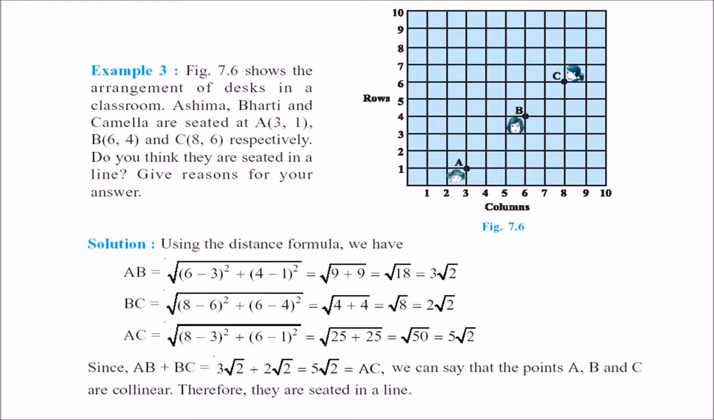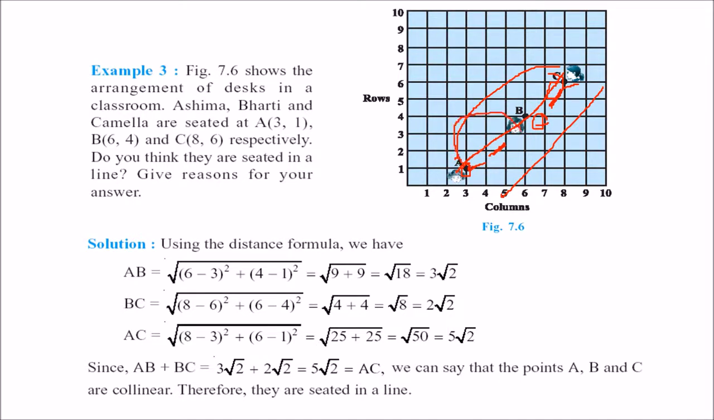Now these are three girls. A representing Ashima, B is Bharti, and C is Camilla. They are sitting in the class at these coordinates 3, 1, 6, 4 and 8, 6. Now you have to tell whether they are seated in a line. Seated in a line means if AB plus BC is equal to AC, then we can say that these three are sitting on the same line.